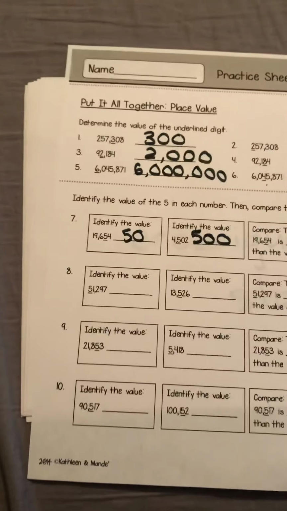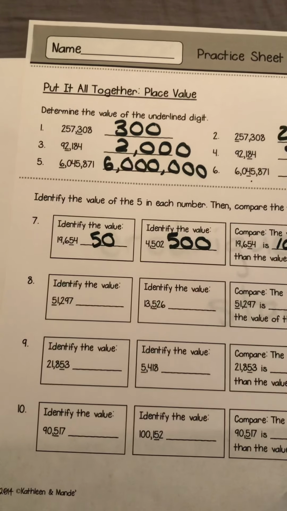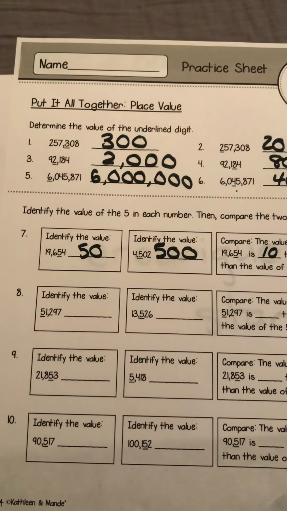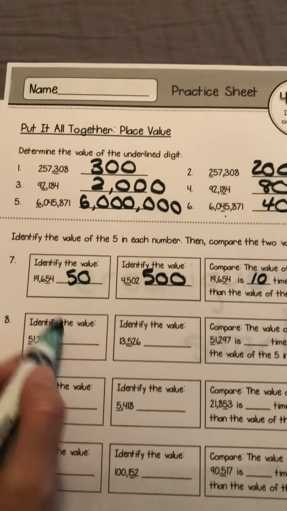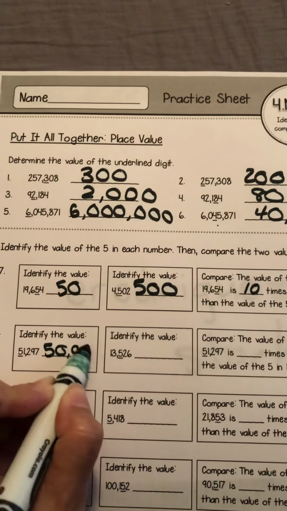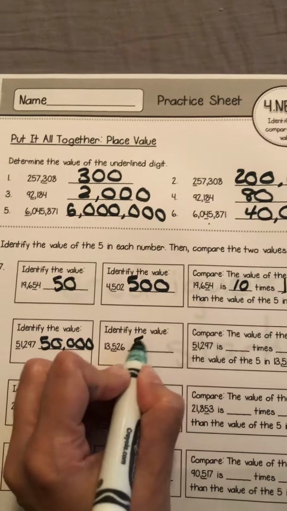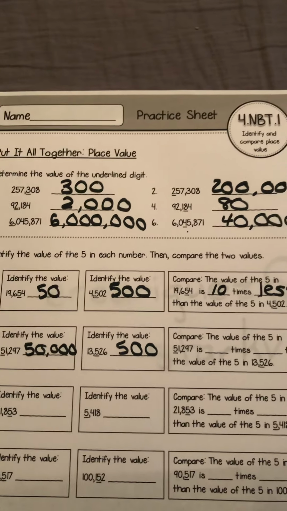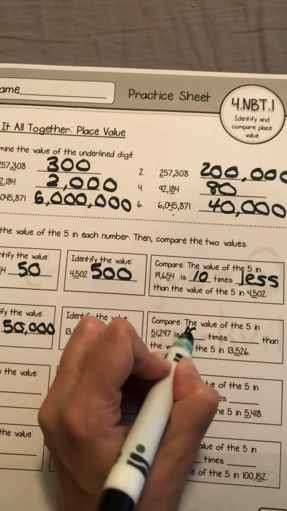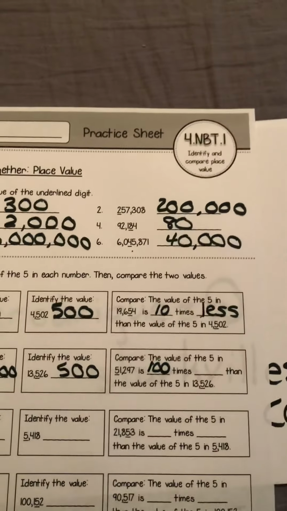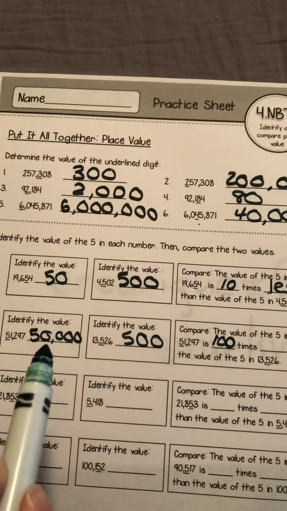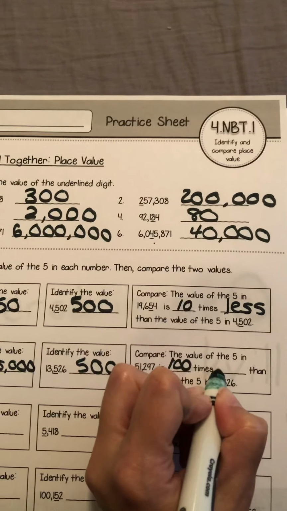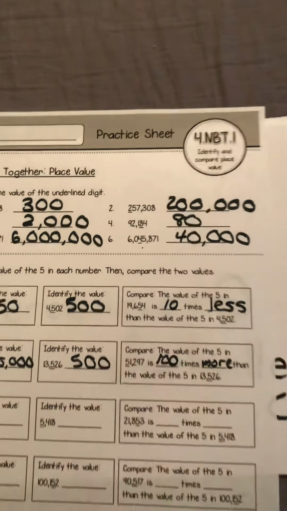Identify the value with 51,297 and 13,526. So we have 50,000 over here, and we have 500 over here. I see that there's a difference of 2 zeros, which means this would be 100 times. And I see that this number is greater than, so this would be greater than. I'm going to write more than just because the word is smaller to fit on the line.